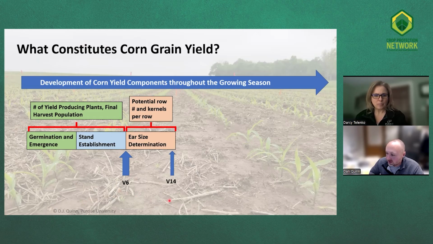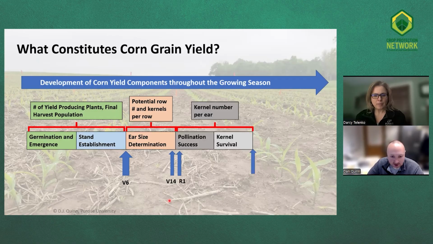Then we move into the more rapid growth phase in corn, when you see that really rapid vegetative growth. What's interesting about this portion is that the corn plants are determining how big their ears are going to be. This is when that corn plant is determining what the potential kernel number is going to be, so potential row number and potential kernels per row. Even before you can visually see that ear, that corn plant is starting to determine how big its ear is going to be.